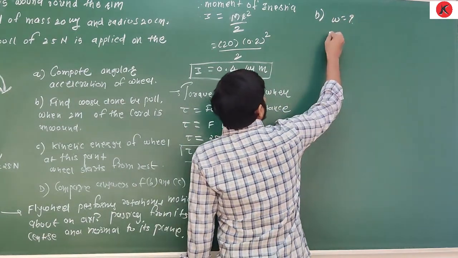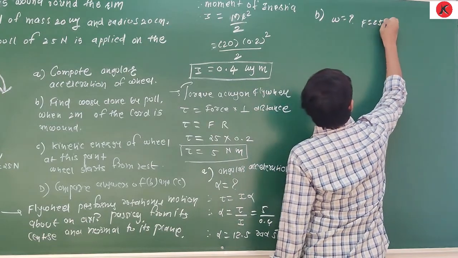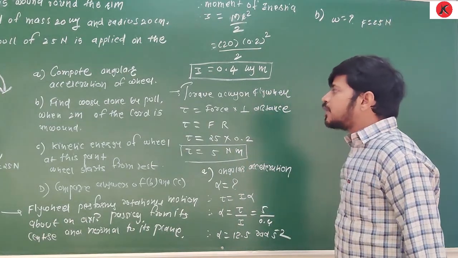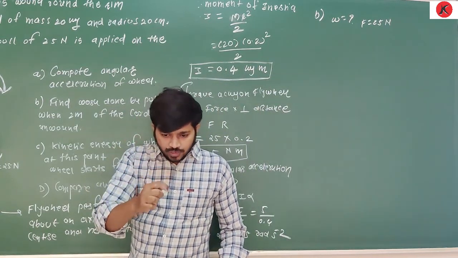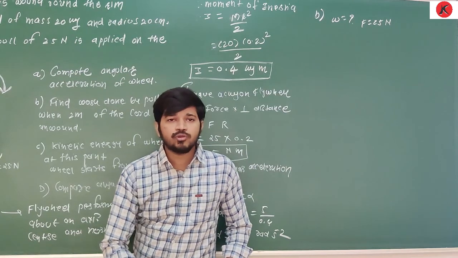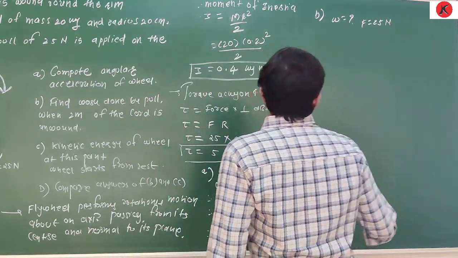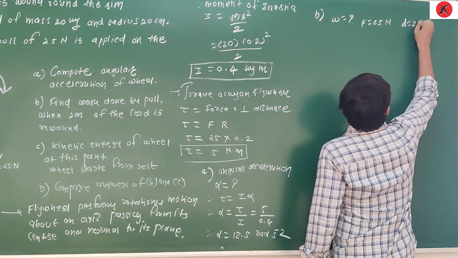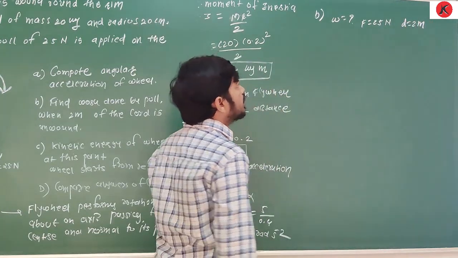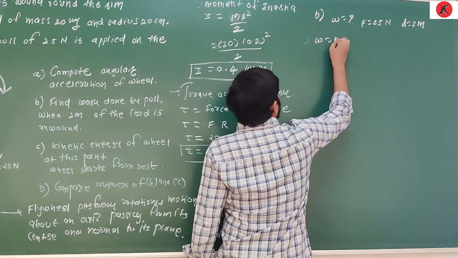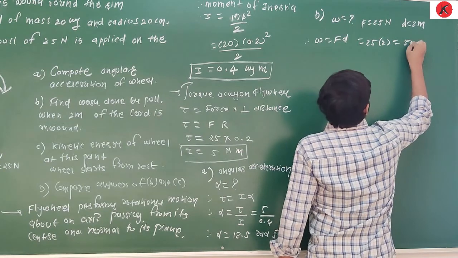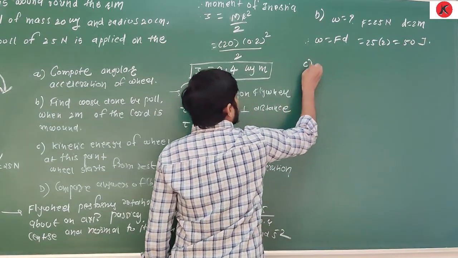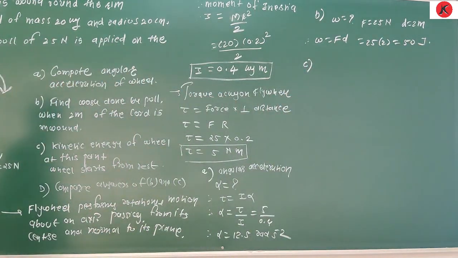By the pull means F is equal to 25 Newton. When 2 meter of cord is unwound, which means 2 meter of string is unwound, it is going in the downward direction. So D is equal to 2 meter. Therefore W is equal to F times D, which is 25 into 2, so it is 50. Clear? Okay. Next question.